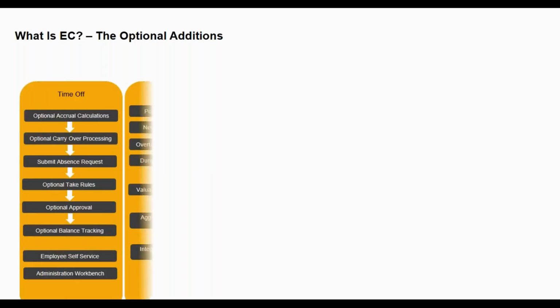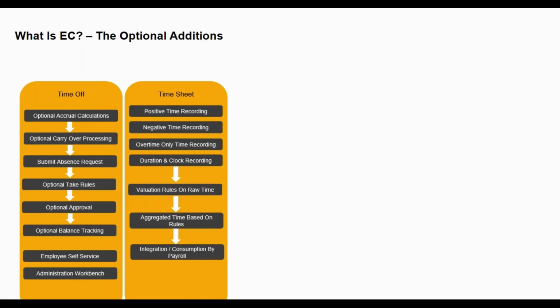Next. Now, whatever we have discussed so far, this is the Employee Central core, but we also have additional or optional additions like Time Off and Timesheet. Time Off is all about attendance and leaves. Okay, this is part of EC, but an optional addition to EC.